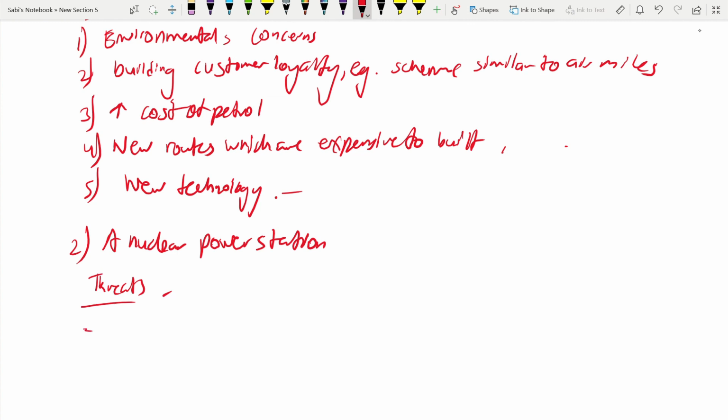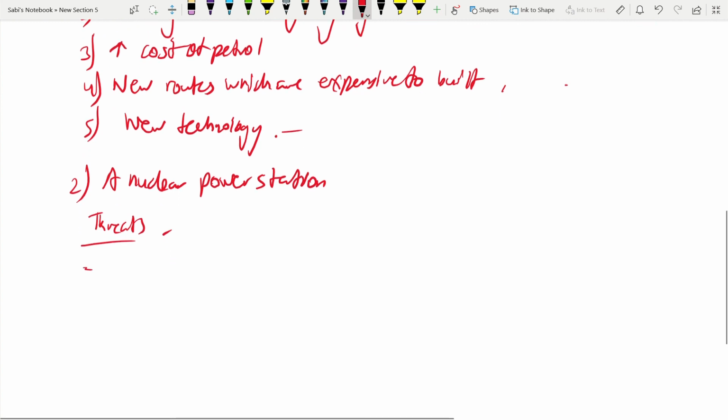Okay, let us go to the threats. Again, same. Terrorism is there. Theft of nuclear material. Okay, let me give you the list. Terrorism. Wherever I'm explaining, you can write the points. Terrorism, same like this. Okay.